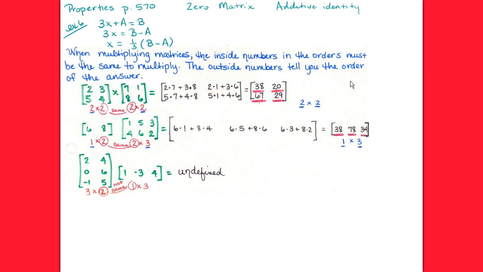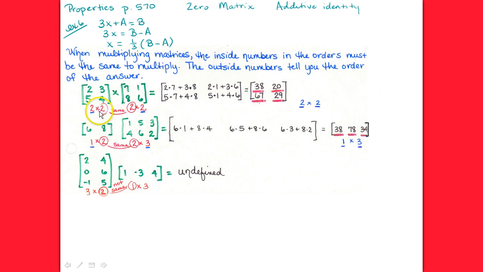With addition and subtraction, the order has to be exactly the same in order for you to not get an undefined. That's not true in multiplication. You do not have to have the same order. If you'll notice down here, I'm multiplying a 1 by 2 and a 2 by 3 with no problem at all. They don't have to have the same order. What they do have to have is the inside numbers in the order have to be the same.